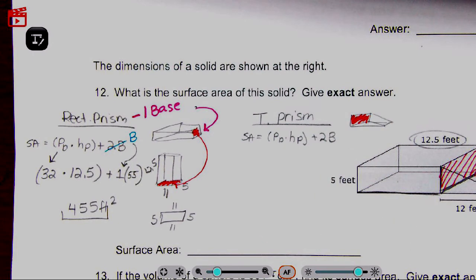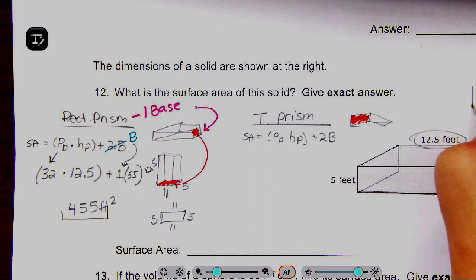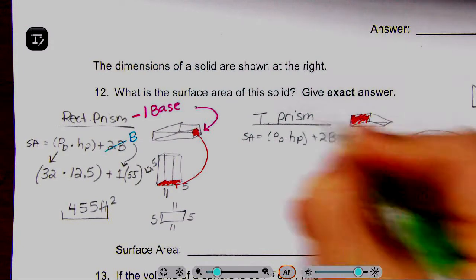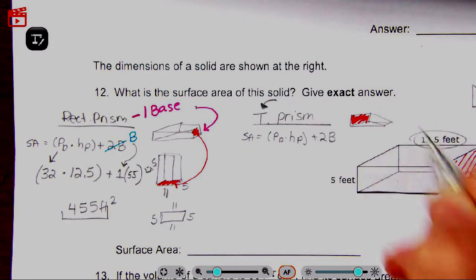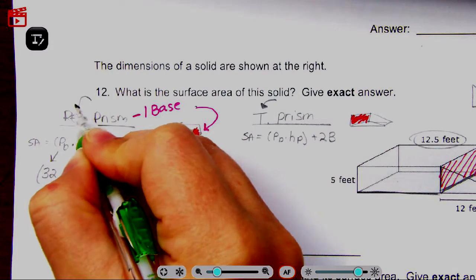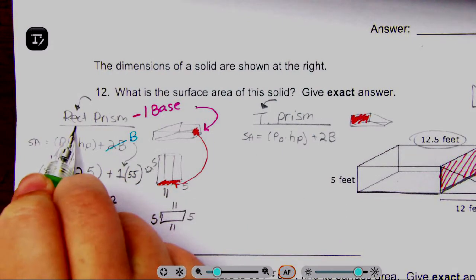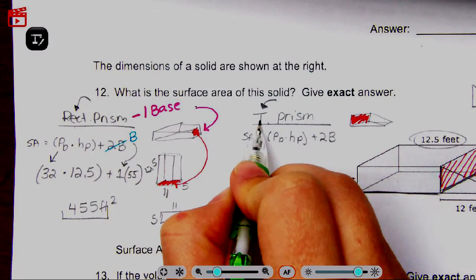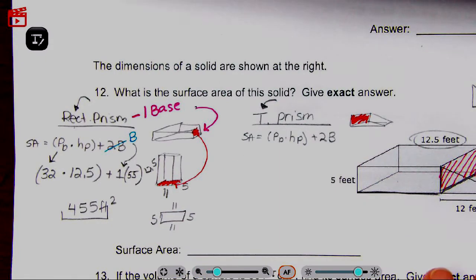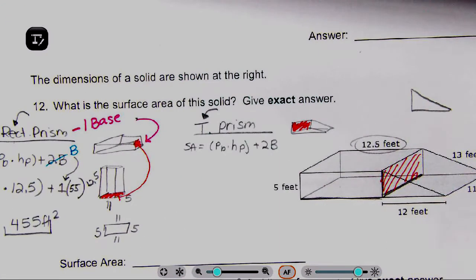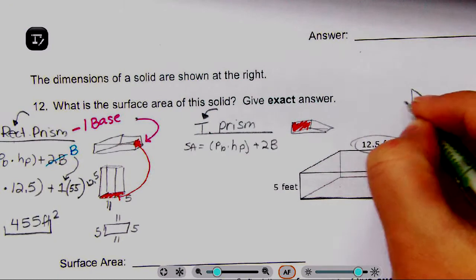Now let's talk about the triangular prism. Here is your triangle. Remember, the name tells you what the base is. The rectangular prism is, the base is a rectangle. For a triangular prism, the base is a triangle. So notice that we have the base of a triangle.